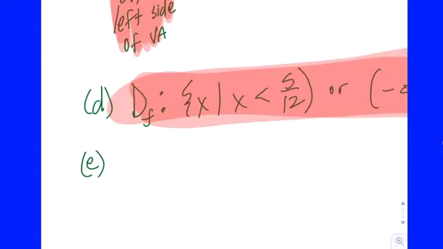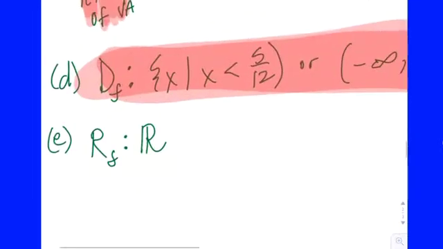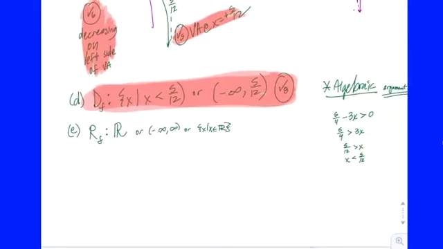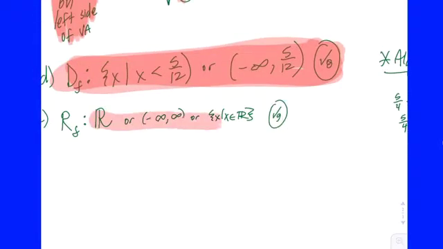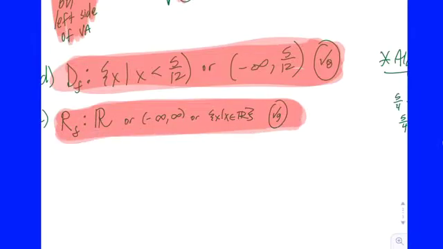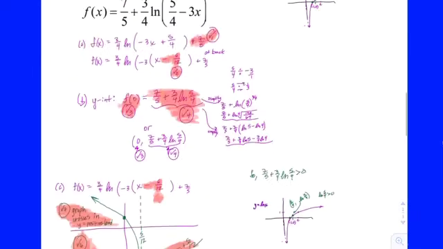Okay, what is the range? All real numbers. Yeah, so you could do that, or negative infinity to infinity, or the set of all x such that x is an element of the real numbers. Any one of those. That's check number 9. All day long, all real numbers.